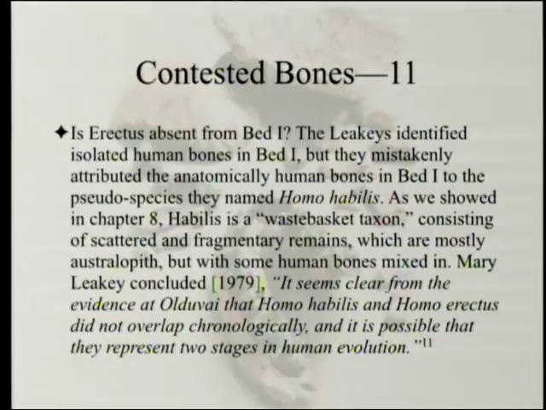Is erectus absent from bed 1? The Leakeys identified isolated human bones in bed 1, but they mistakenly attributed the anatomically human bones in bed 1 to the pseudospecies they named Homo habilis. As we showed in chapter 8, habilis is a wastebasket taxon, consisting of scattered and fragmentary remains, which are mostly australopith, but with some human bones mixed in.